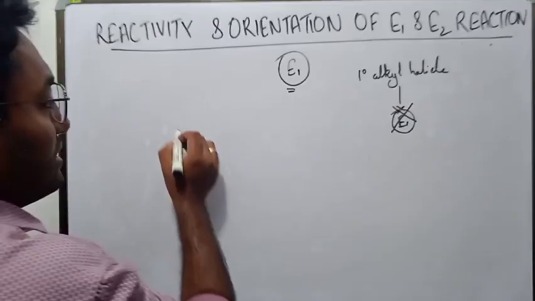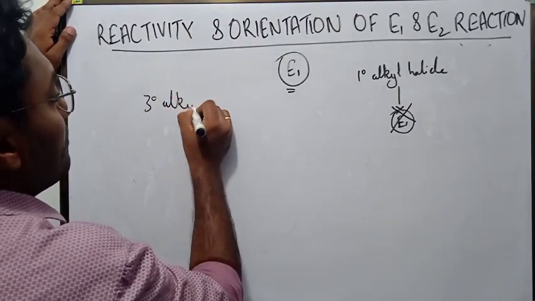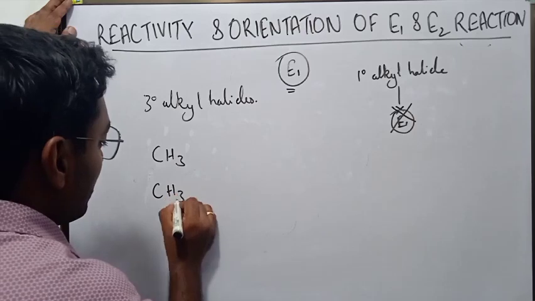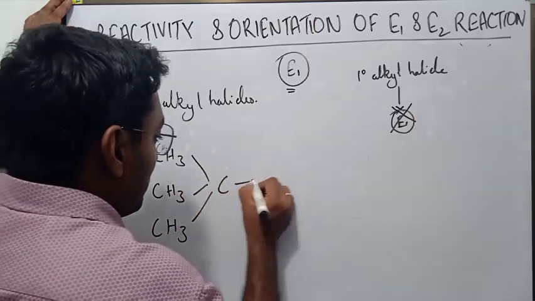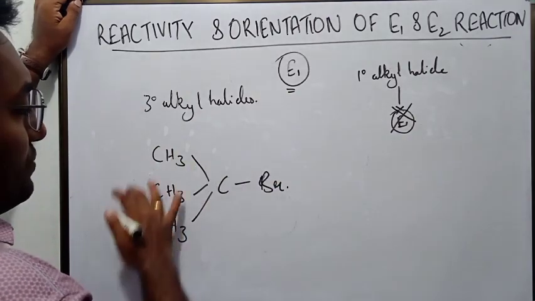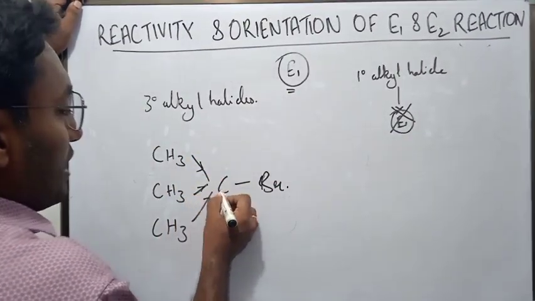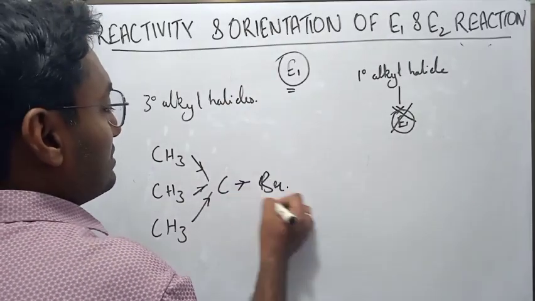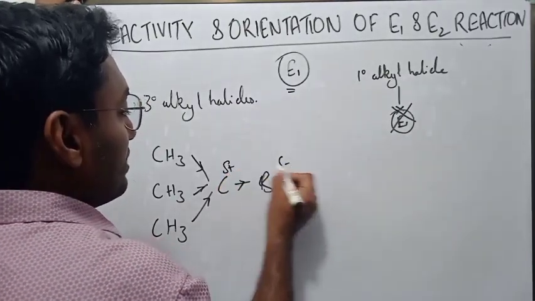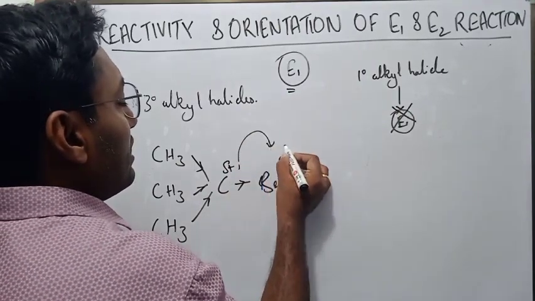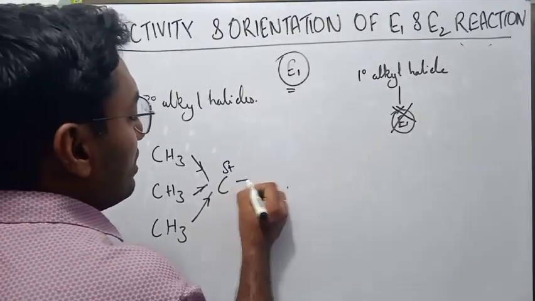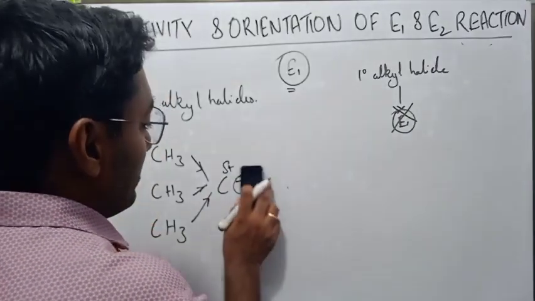Then which goes for E1 reaction? Tertiary alkyl halides would go for E1 reaction. Let me draw tertiary butyl bromide. Look at the nature of this. It is very highly polar. All groups are pumping electrons; carbon itself is pushing its electrons, and bromine is electronegative, so it withdraws. So a very high polarity exists, a dipole exists in the molecule, with one side positive and the other negative. So it is bound to dissociate, and therefore it is bound to form a carbocation, and therefore it is bound to go for E1 reaction.